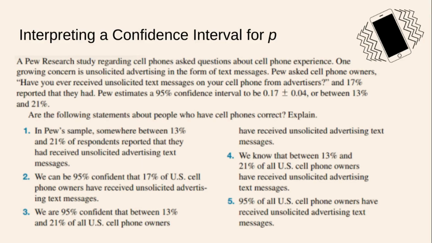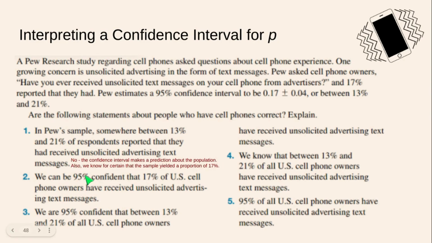Let's look at number 1. In Pew's sample, somewhere between 13 and 21% of respondents reported that they had received unsolicited advertising messages. This is a bad interpretation. The confidence interval makes a prediction about the population, not a sample, all right? This is not ultimately about the sample. We use the sample to estimate the population, all right? We're trying to find the true population proportion. Also, there's no guessing about the sample proportion. We know it's 17% because literally in our problem, you look at the confidence interval, the interval is centered at 17%. We don't need to say somewhere between 13 and 21%. That is factually true, but that's beside the point. We know what the sample proportion is.